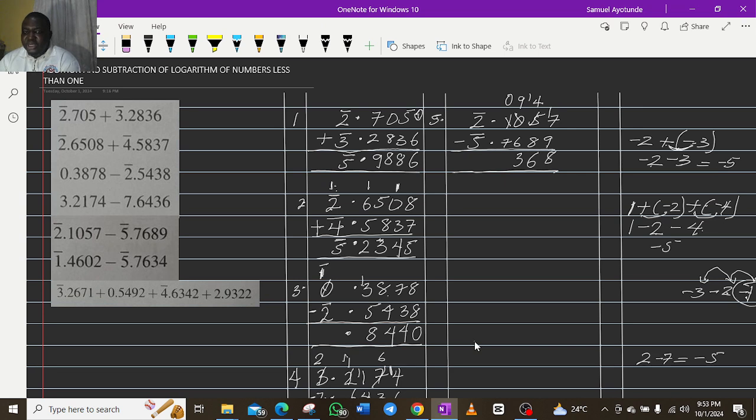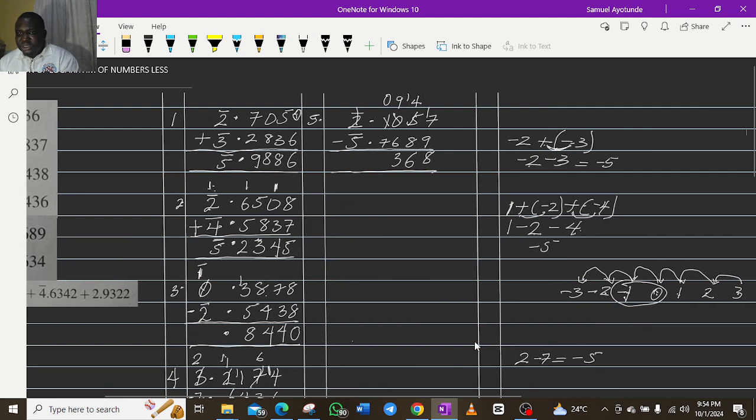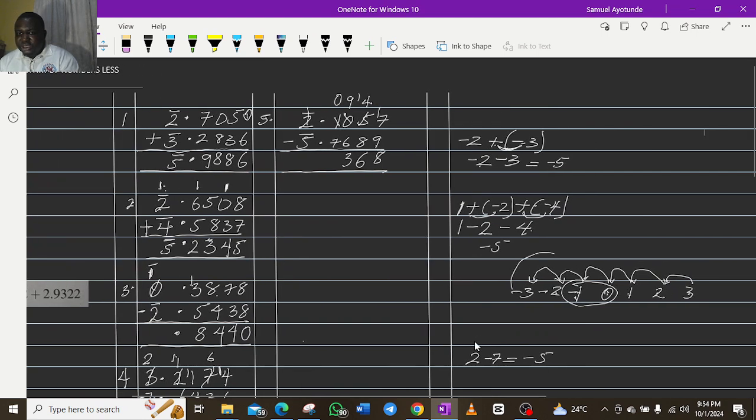Then from here, I have to borrow, because I can't take 7 from 0. I have to borrow from minus 2. And from the digit I wrote the other time, if we look at it again, from what I wrote here, if I borrow from minus 2, minus 3 will be left between these two. So if I borrow from minus 2, minus 3 will be left. So this will remain 3 bar.